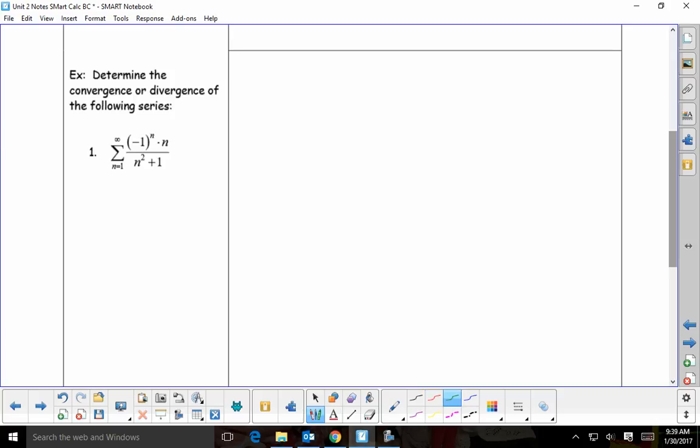Number 1, how do I know it's an alternating series? So I have that negative 1 to the n. This tells me that I'm going to check for the alternating series. Agreed? Step 1 in the alternating series test is to take the limit first.